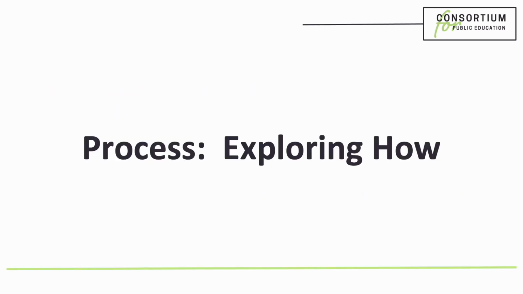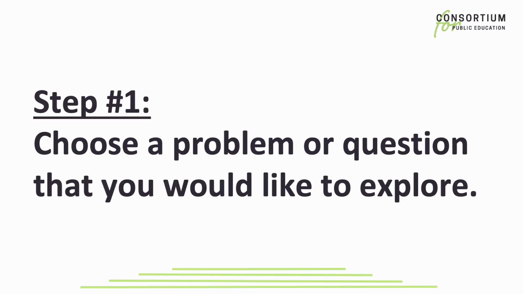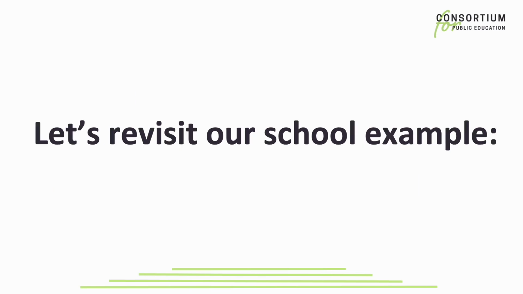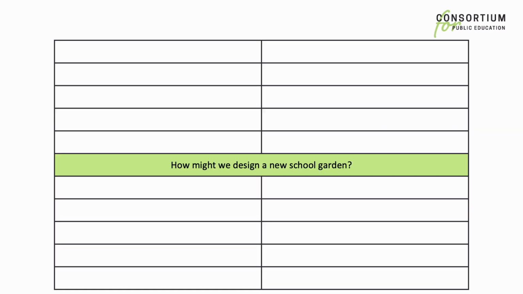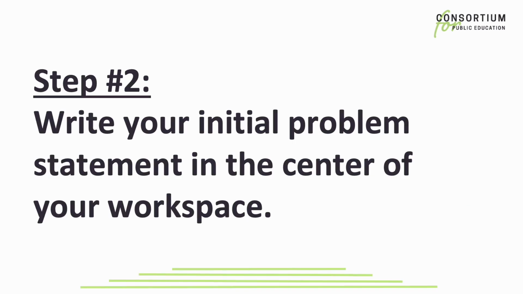So on to the second half of this process, exploring how. You'll notice that we start out with the same first step, choosing a problem or question that you would like to explore. Here we're going to revisit our school example. How might we design a new school garden? So once again, we start with that question and go on to step 2.